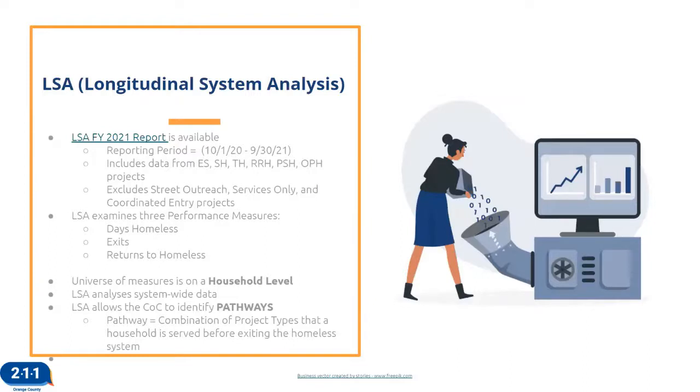The LSA examines 3 performance measures: days homeless, exit, and return to the homeless system. The LSA is looking at system level data, and the universe of measure is household level. The LSA also allows us to identify pathways, which is the combination of project types a household is served in before exiting the homeless system. So I'll be switching to review the report.